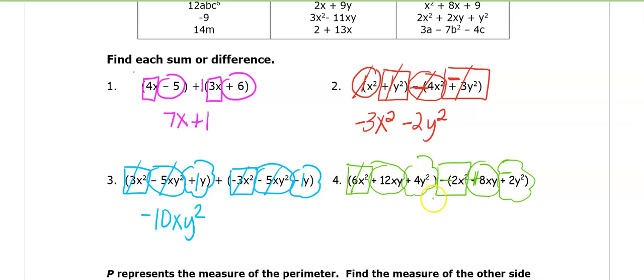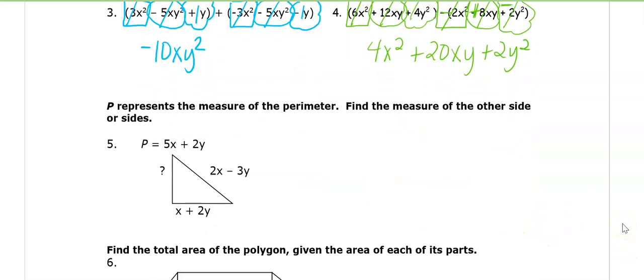That is a -2x squared. 6 minus 2 is 4x squared. Then I have 12 plus 8 is 20xy. So notice we're not really worried about the variables. Then I have 4 minus 2, because remember it went to a minus, is 2y squared. So these were just combining like terms. That's all we're doing, is combining like terms. You just have to be careful of those parentheses.